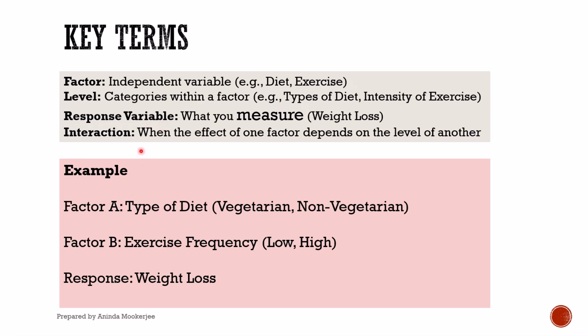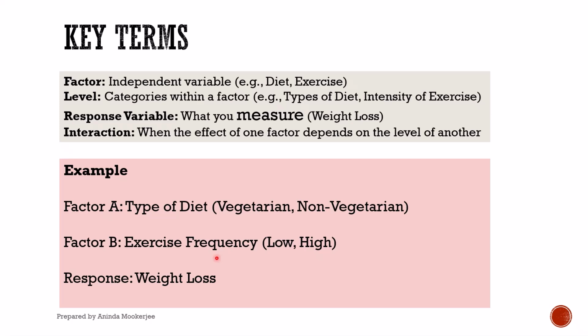And then the interaction is when the effect of one factor depends on the level of the second factor. That is the interaction between the two factors. Now, over here they have mentioned a different example. For example, if we want to study the effect of diet and exercise together on weight loss. So over here, look at this example below. We want to study the effect of diet as the first factor, the first independent variable. And then the second factor is the exercise frequency.